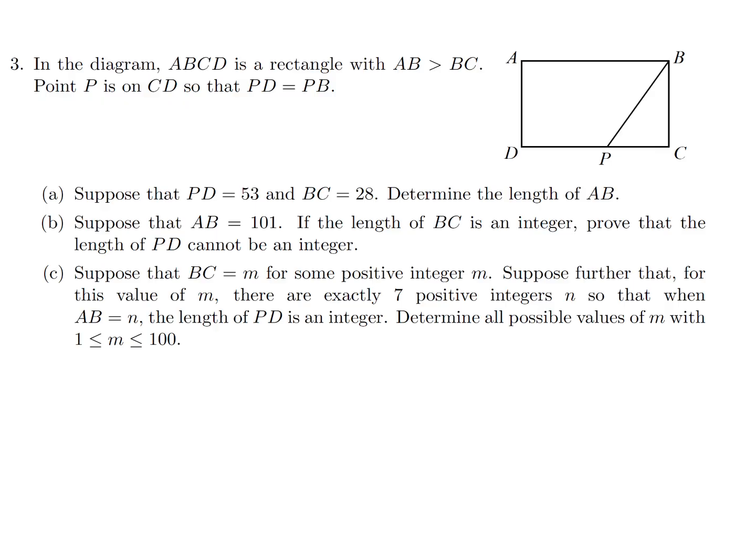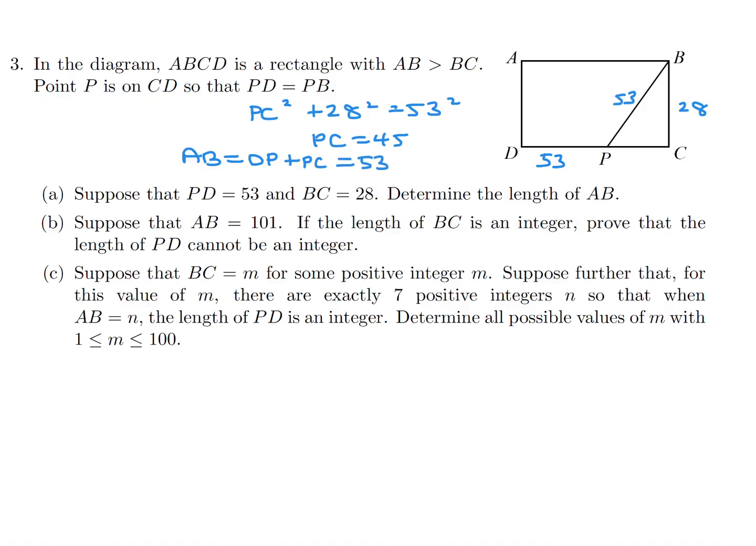Okay, so they're telling me that that's 53 and that's 53 and that's 28. Okay, so using the Pythagorean theorem, PC squared plus 28 squared is 53 squared. So when you solve for this, you get PC is equal to 45. And then what do they want? They want the length of AB. Well, AB is basically DP plus PC. So that would be 53 plus 45, and that is 98.